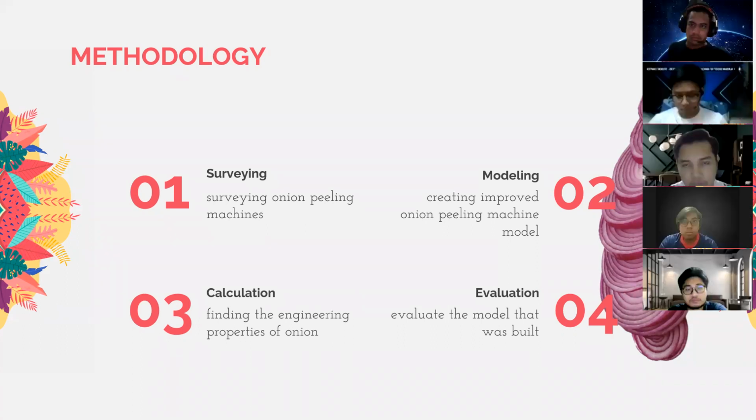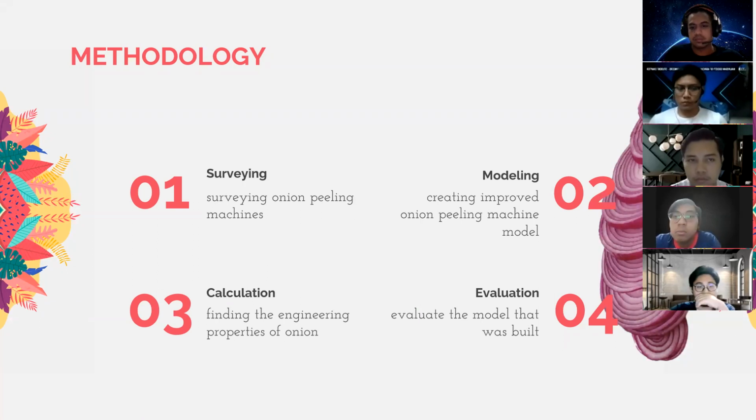The second step is modeling. We created the improved onion peeling machine model using SketchUp Pro. The third step is calculation. We find the engineering properties of onion and make sure it is compatible with our onion peeling machine. And the fourth one is evaluation, where we evaluate the model and determine whether the model is good to be used or not. So that's all for me. I'll pass to the next presenter.